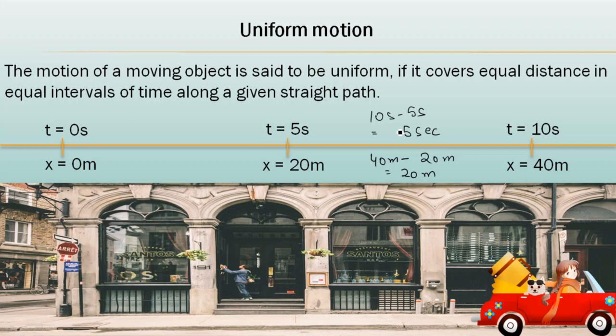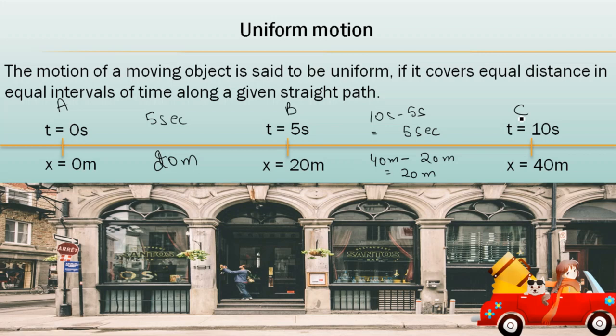Here also you can see, when the car is at 0 seconds, in 5 seconds it reaches point B. This is point A, this is point B, this is point C. In 5 seconds it reached point B, and it covered 20 meters. So from A to B, in 5 seconds, the car covered 20 meters. Again from B to C, it takes 5 seconds only to cover 20 meters. So when an object is moving and covers equal distances in equal intervals of time, that motion is known as uniform motion.